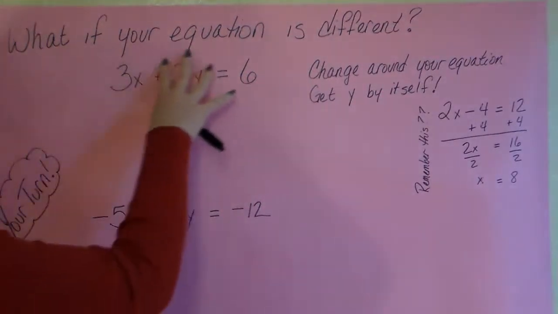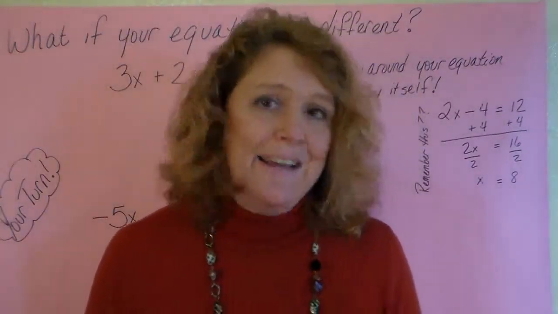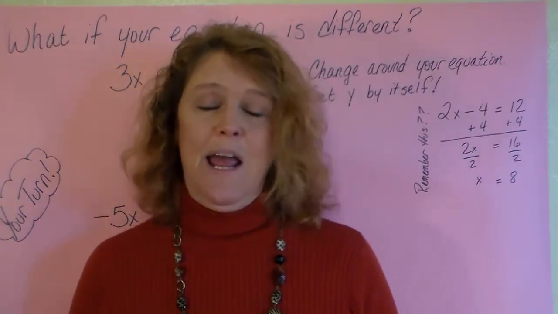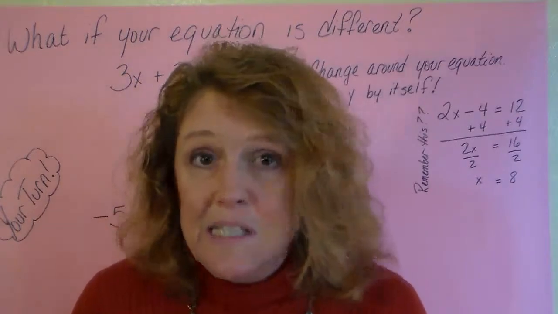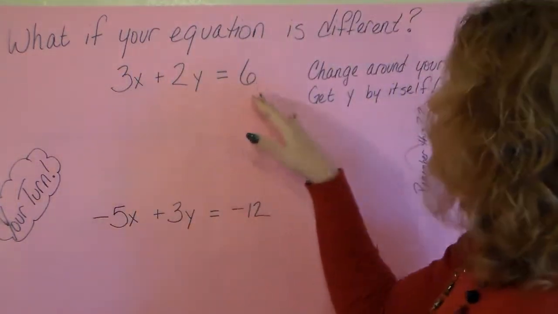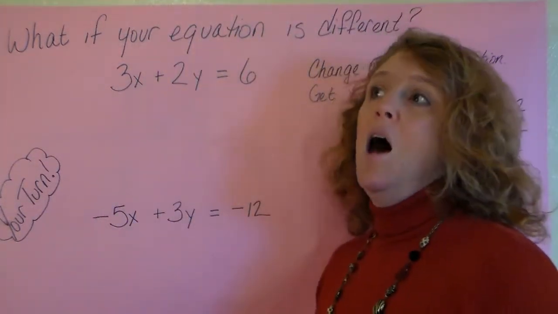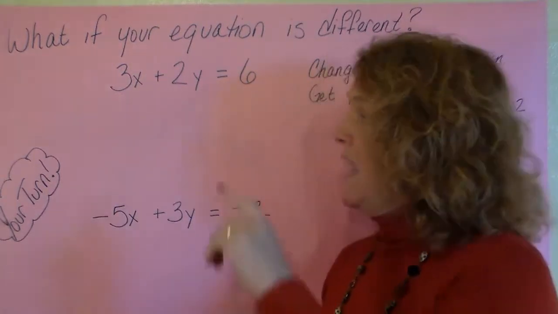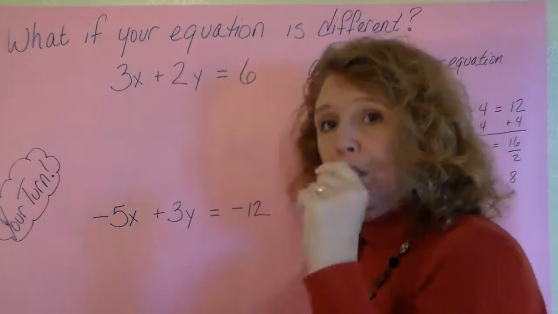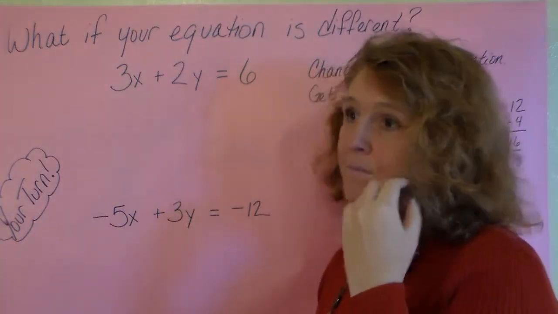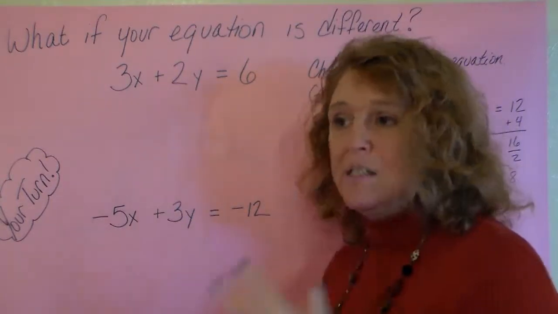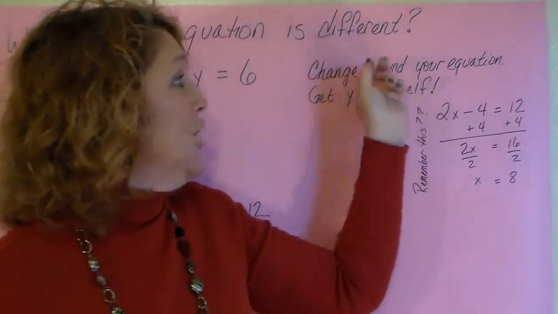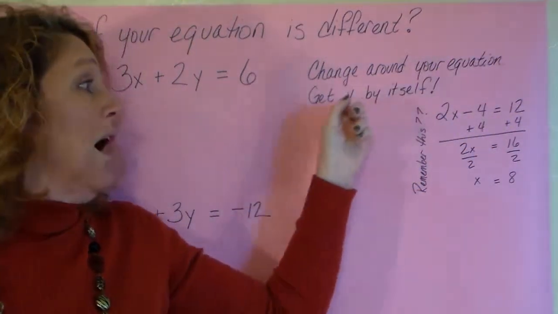So, the next question: what if your equation is different? What if it doesn't end up being y equals mx plus b? What if it doesn't look like y equals 1/3 x plus 2? What if it looks different? What if your equation looks like 3x plus 2y equals 6? I can't just magically graph this. I want to be able to get this to look like y equals something x plus or minus something. Now, we're going to have to change around the equation to get y all by itself.